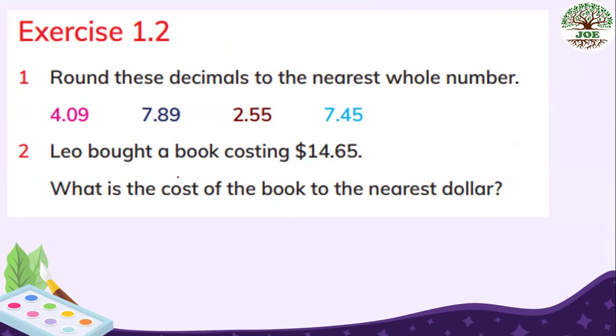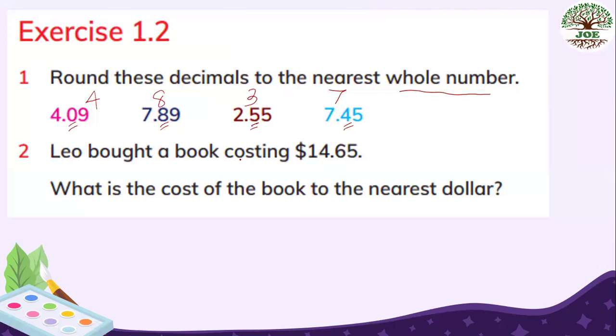Exercise 1.2, number 1. Round these decimals to the nearest whole number. So we have to look at the next digit, the 10th digit. This is 0, we round down 4 to 4. This is 8, so we round up 7 to 8. And this is 5, round up 2 to 3. And 4, round down to 7.